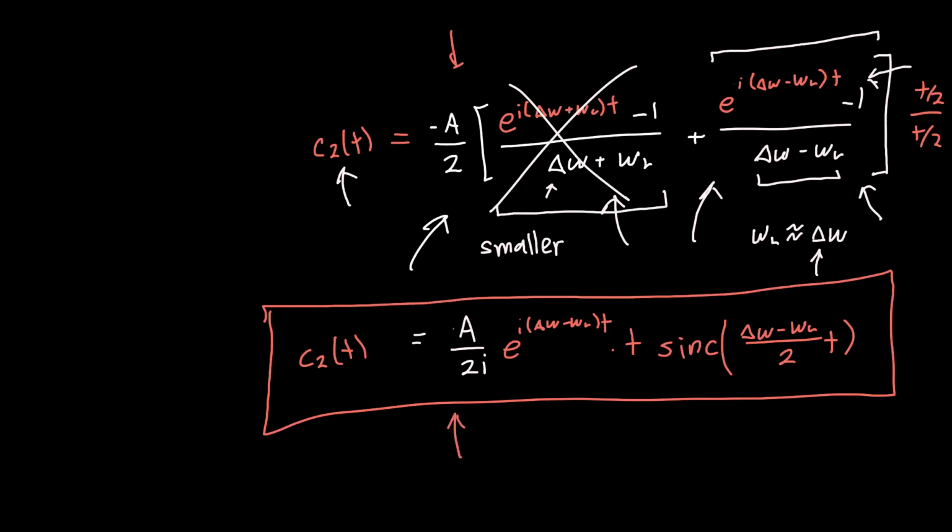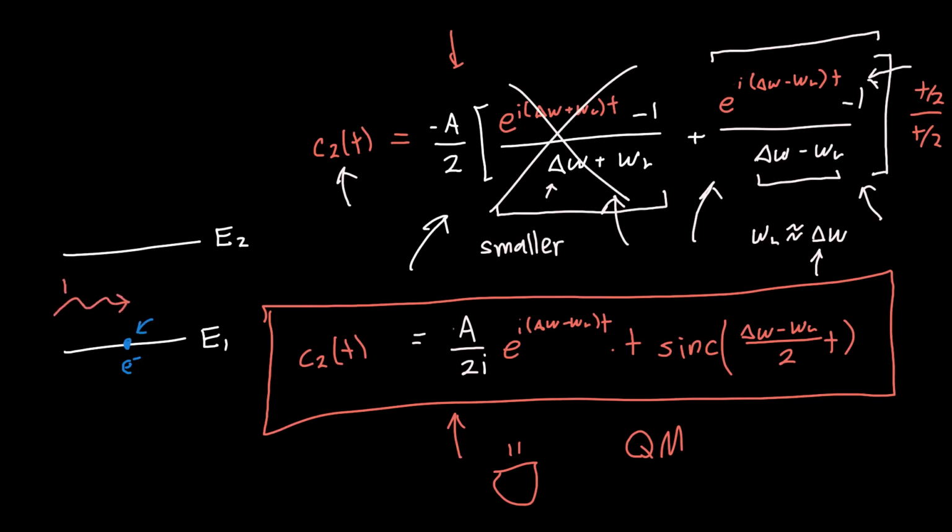But this is it. We've done it. We've found an expression for C2 as a function of time. So we've gone from basic quantum mechanics and used a two-level model, just two different energy levels, and figured out how the wave functions evolve with time. If this is our electron that's initially in state 1, and then we apply some light to it of frequency h bar omega and electric field E naught, which is wrapped into this A term, then we know how the wave function of this electron is going to evolve.